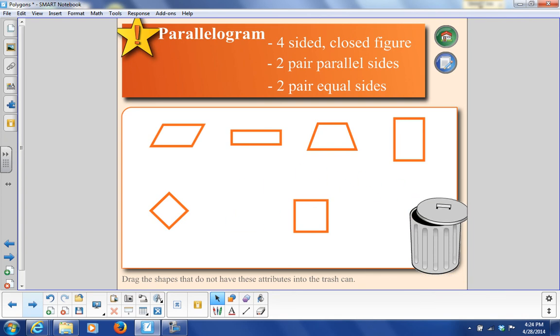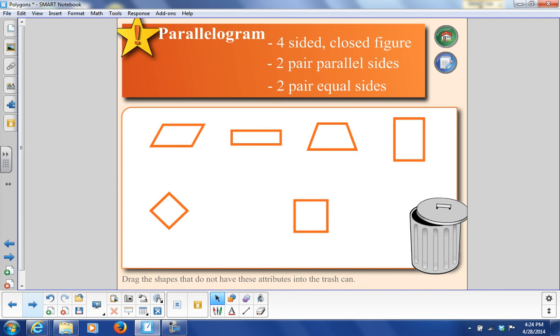Triangle, not four-sided. The rest of these appear to be four-sided. Good. All right. Two pairs of parallel sides. Okay, parallel sides. And two pairs of equal sides. All right. So, parallel sides. These have parallel sides. This rectangle right here.